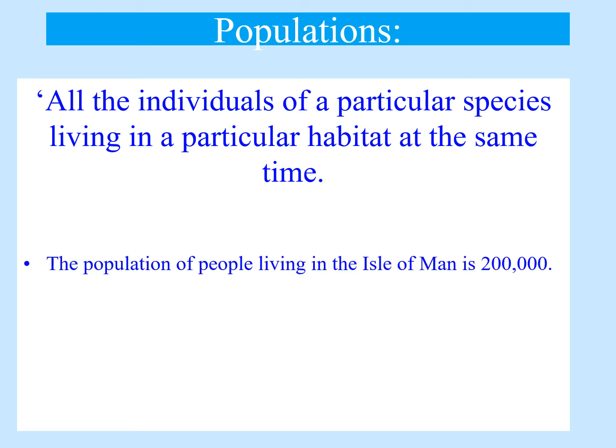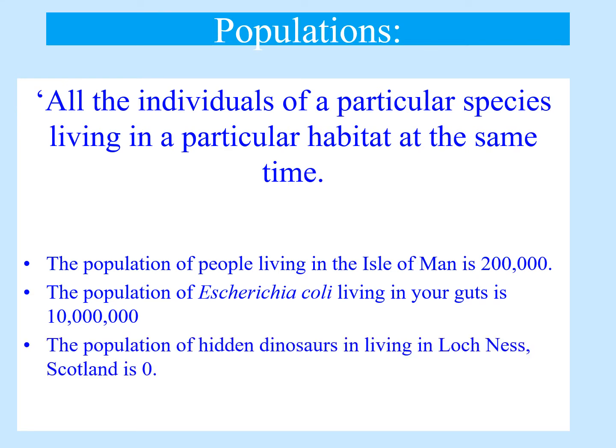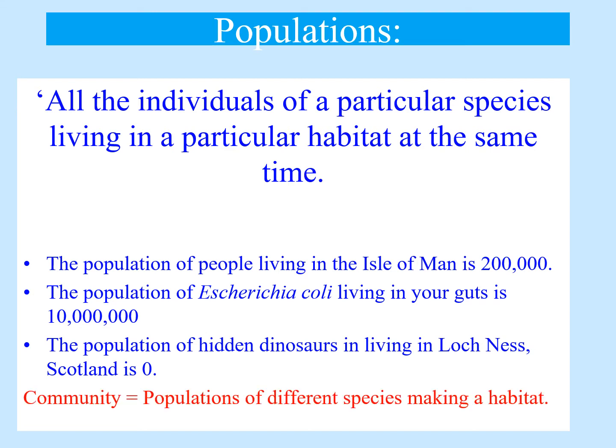That could be, for example, the population of people living in the Isle of Man at the moment is 200,000. It could be the population of E. coli living in your guts at this moment is 10 million, or the population of a hidden dinosaur living in Loch Ness in Scotland is 0, or 1, depending on what you believe.